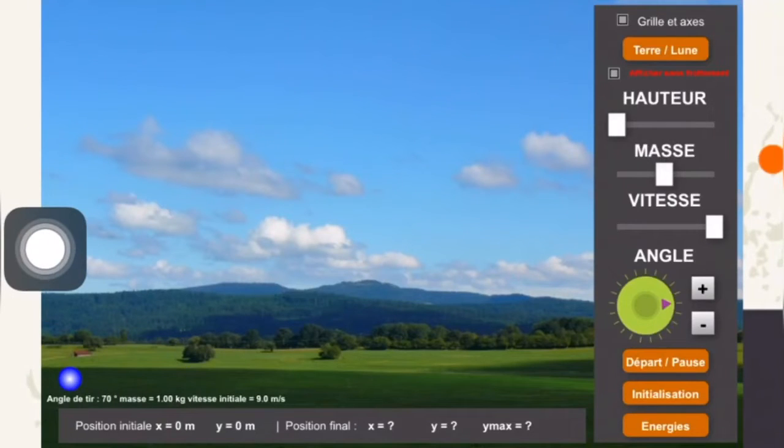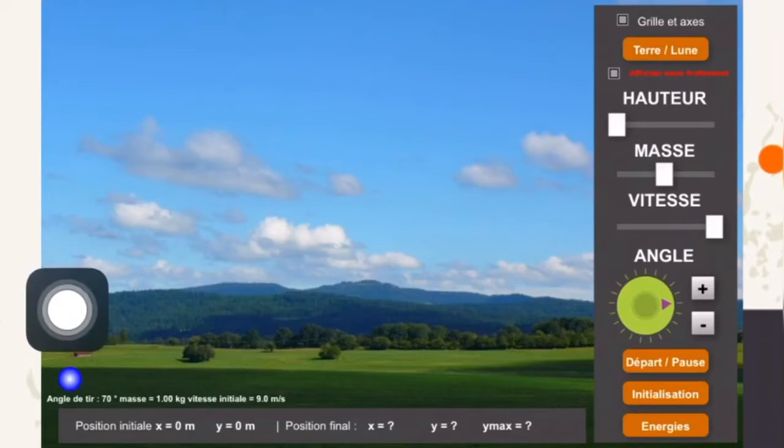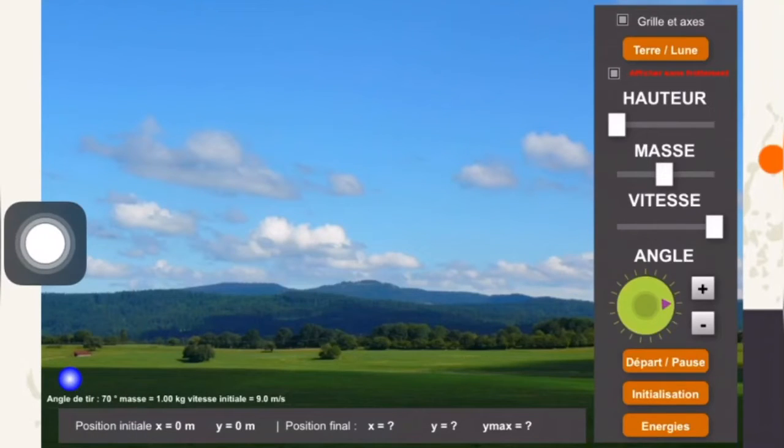Okay, and here the body of blue color is the projectile or the body to be projected, and you can also see here position initial, x is equal to 0 meter, y is equal to 0 meter, this is initial condition, and final position is what? Final position means x is equal to what, y is equal to what, y max is equal to what.